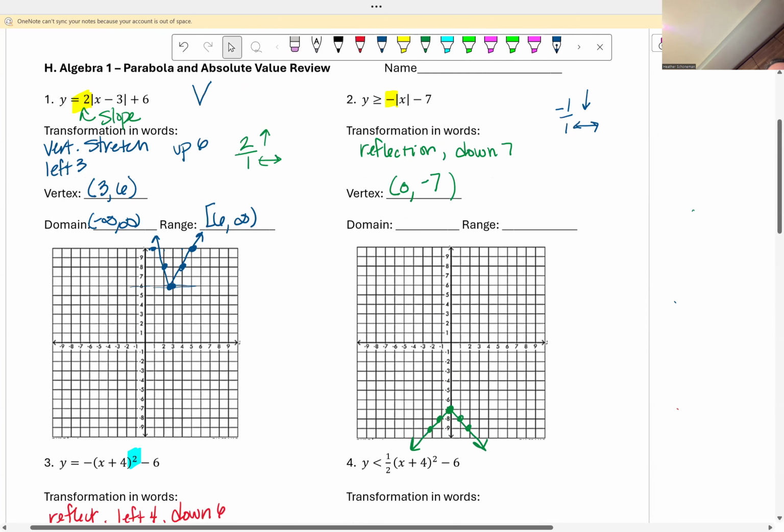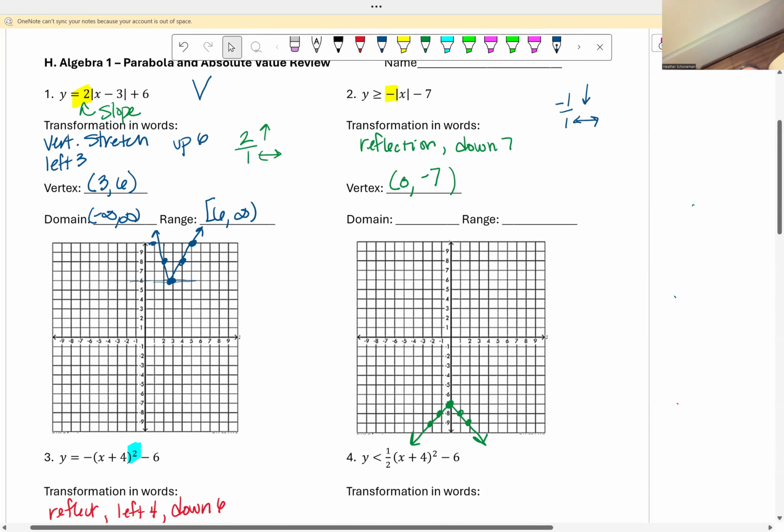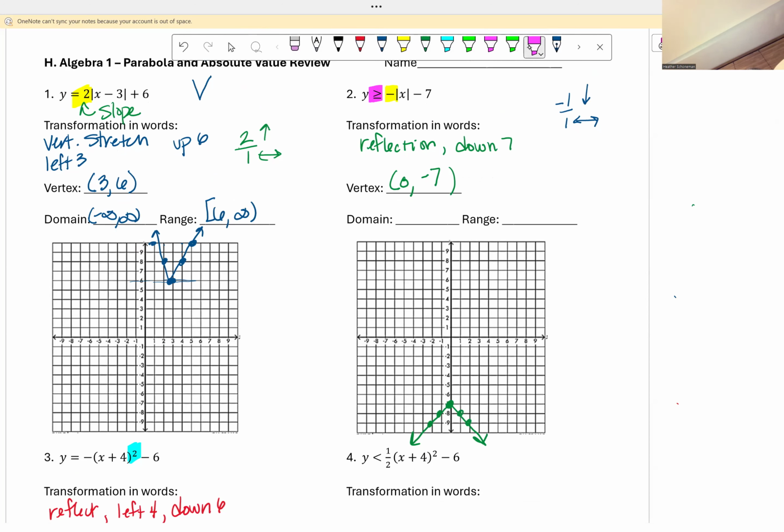Oh, guys, I did a bad job. Do you know what I did not pay attention to? I was going too fast. I did not pay attention. This was an inequality, and I didn't write the domain and range.